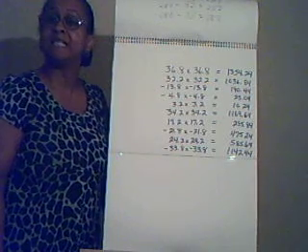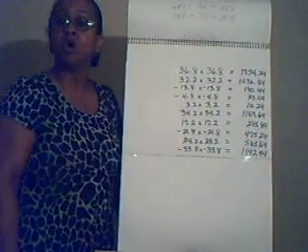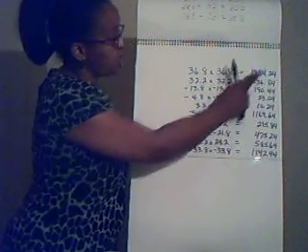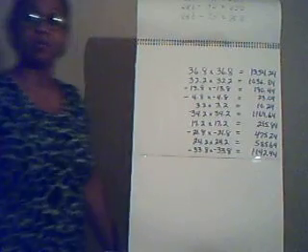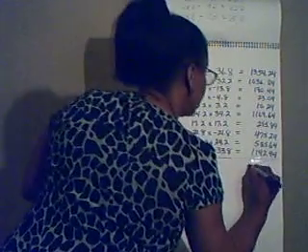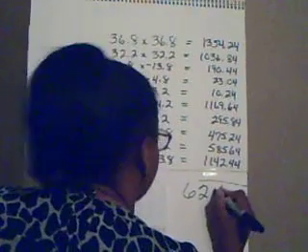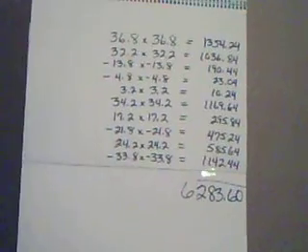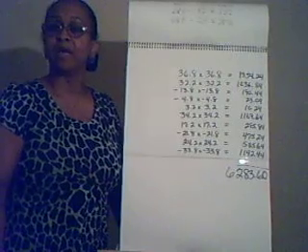Step number 4 is to add up all of our squares. The individual square deviations will all be added together. So we're going to take all of these numbers and we're going to add them up. And the number that we're going to come up with is 6283.60. So this is the number that we've come up with, 6283.60.